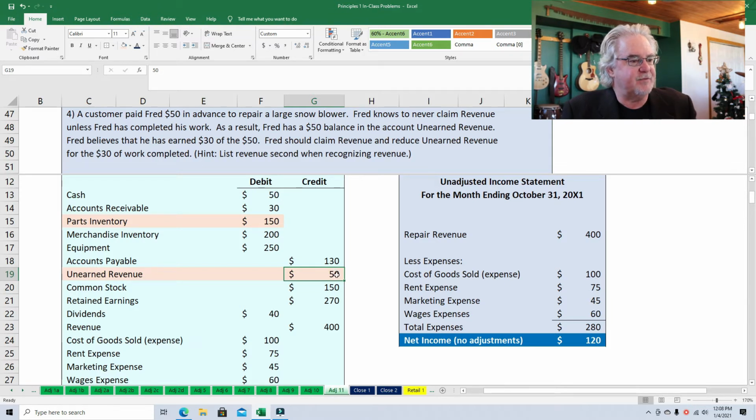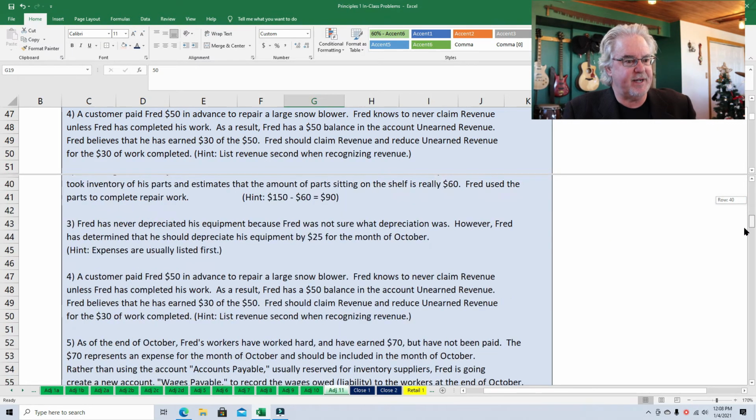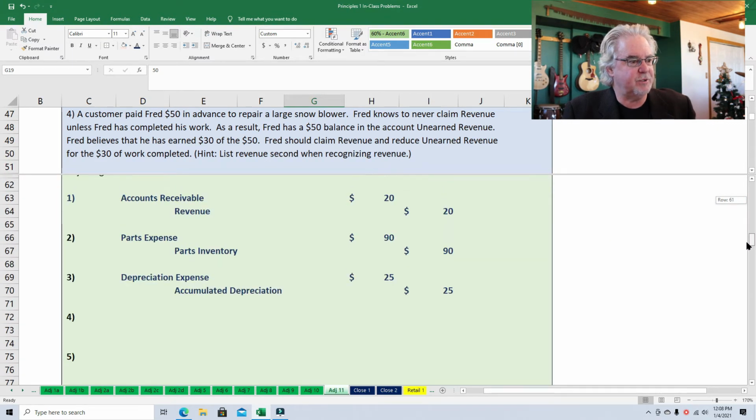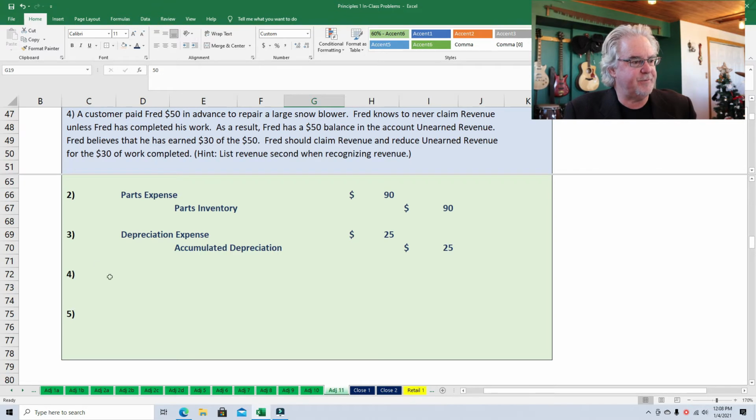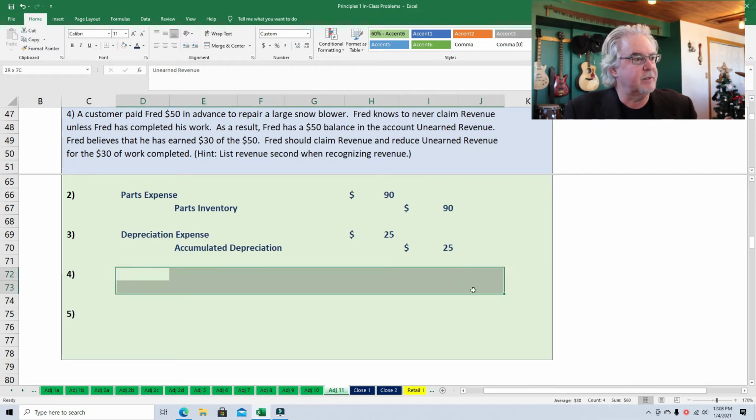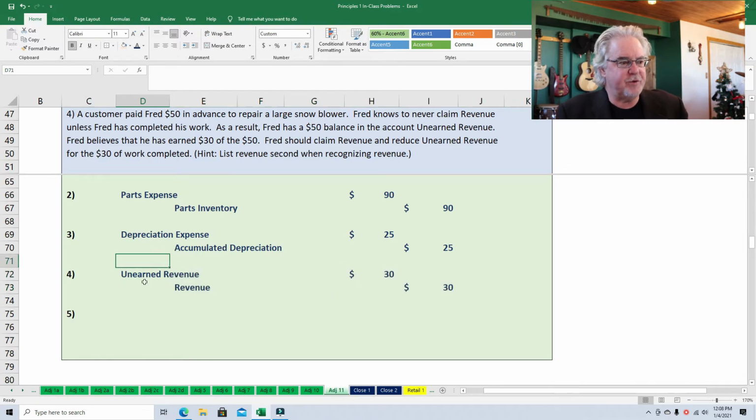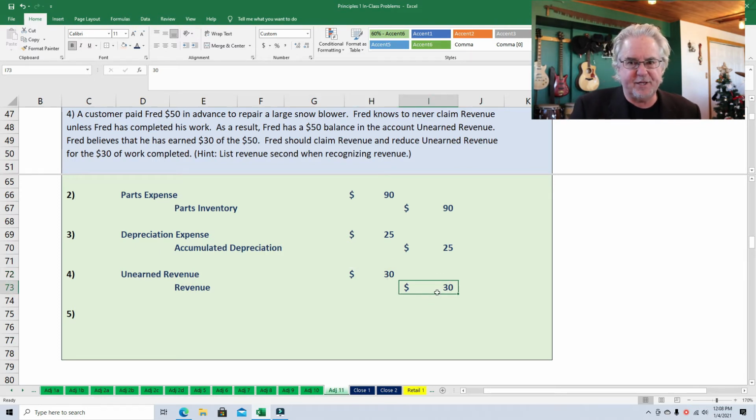So this $50, Fred is saying, hey, wait, I've done some of that work. I've done $30 of that work, and I should claim that $30 as revenue. I don't want to overstate how much I owe these customers. So here we go to the 4th entry. So there we are. So unearned revenue is being debited for 30. That will reduce the unearned revenue. Revenue is being claimed or recognized by 30 because Fred has done the work.